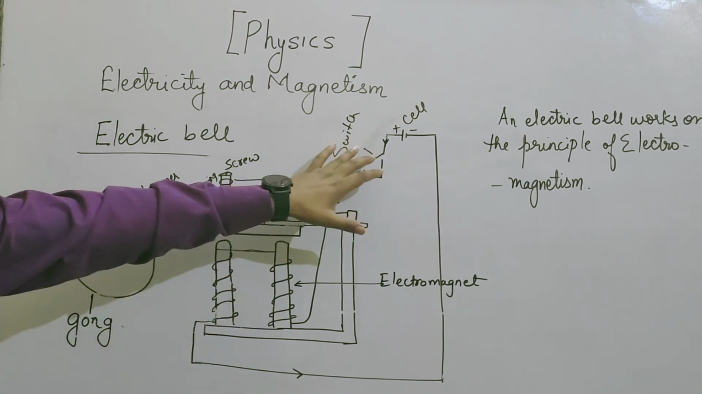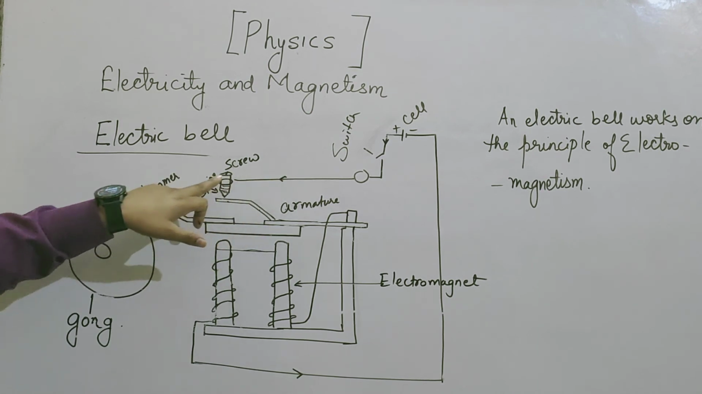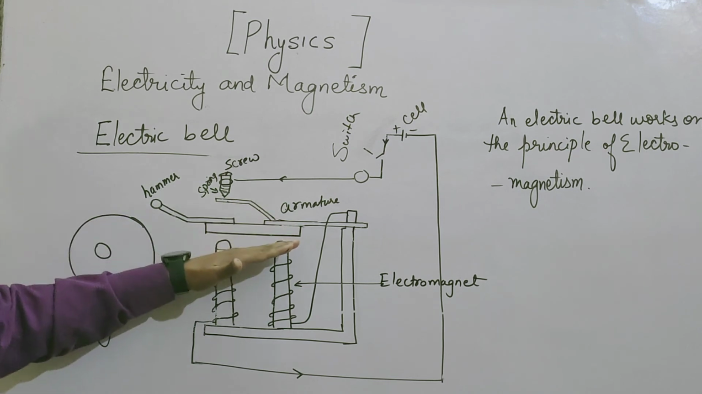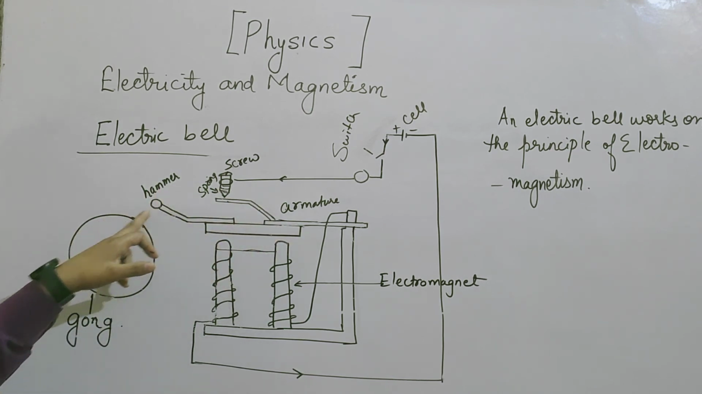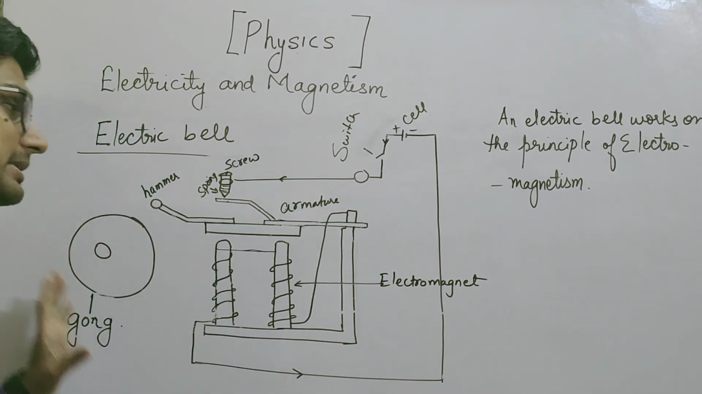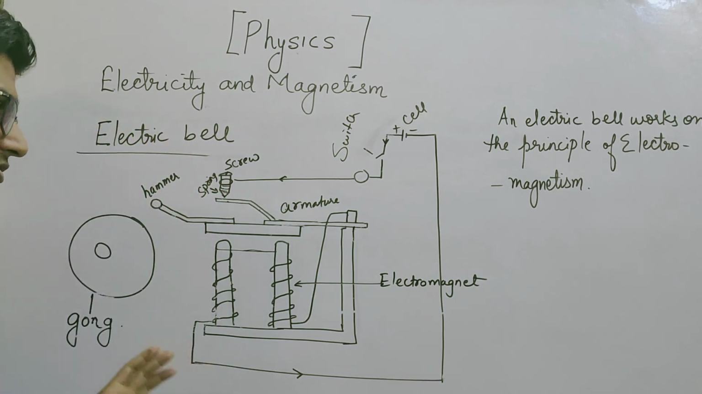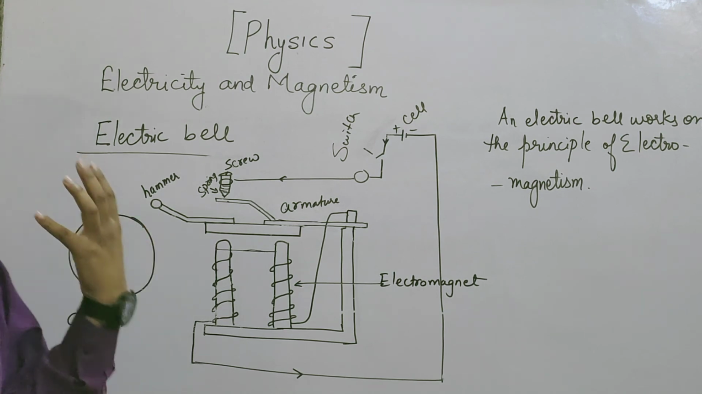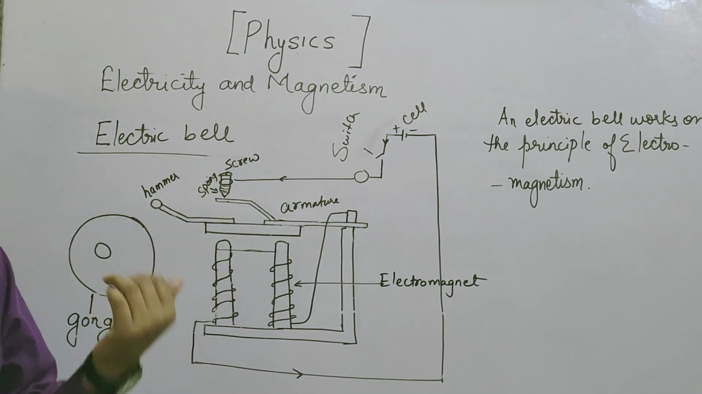So whenever the supply of current is on, the current will pass through the screw to the armature to this electromagnet. It will pull the armature down, and with the armature, the hammer will also come down. It will hit the gong, and sound will be produced. So this is a very simple way of understanding how an electric bell works. Okay. So you have to understand the working of the electric bell, and it is there in the book also. You can read it properly and you can learn it.